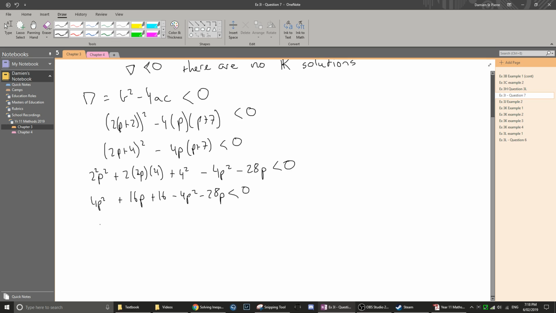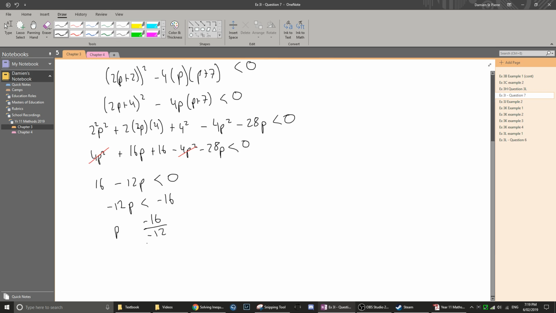Okay. From here, what do we have? Well, we've got a 4p squared minus a 4p squared. We've got a plus 16, plus 16p minus 28p. Okay, so we can work with that. So we get 16 minus 12p, all less than 0, so we get negative 12p less than negative 16, so p, we get negative 16, we're going to divide by the negative 12.